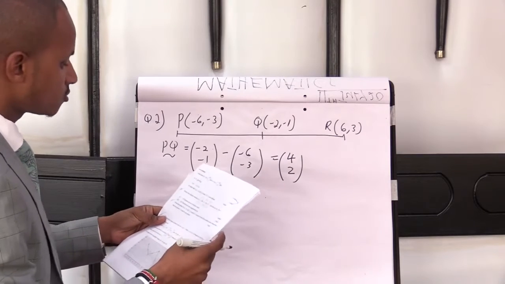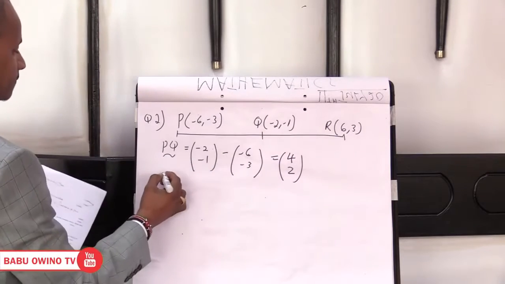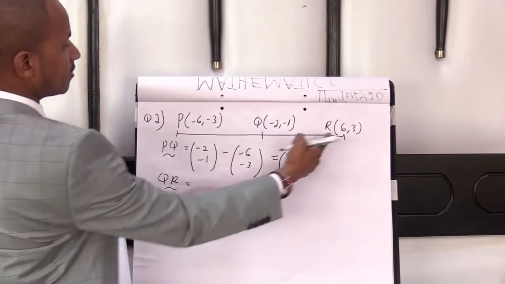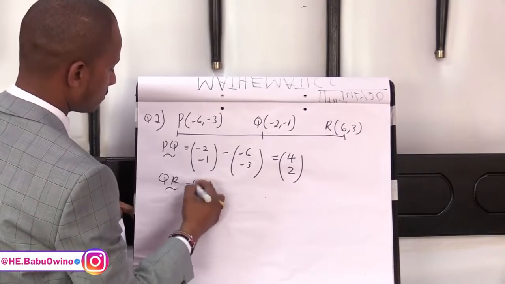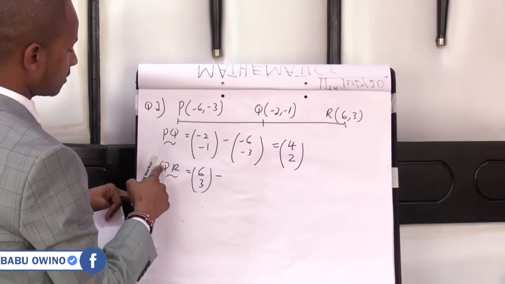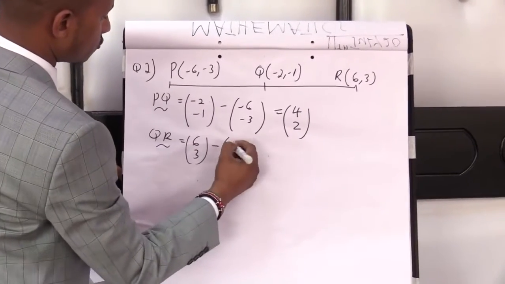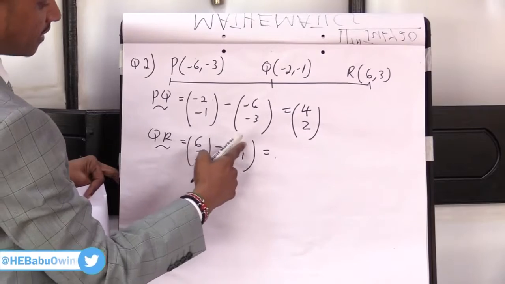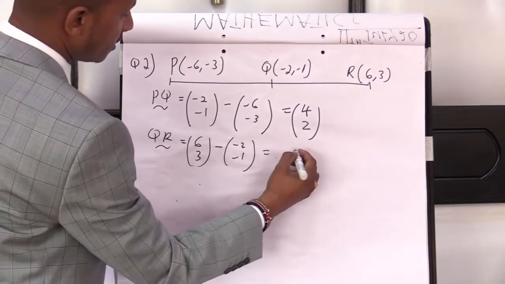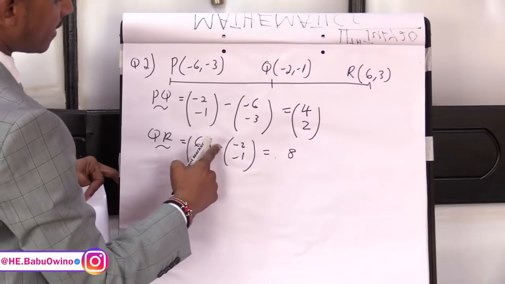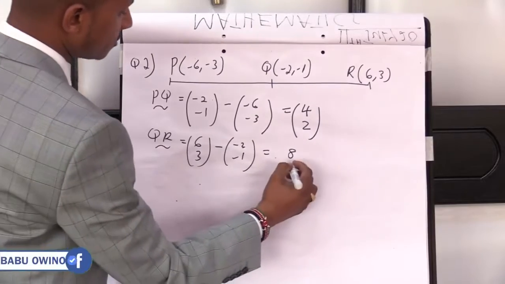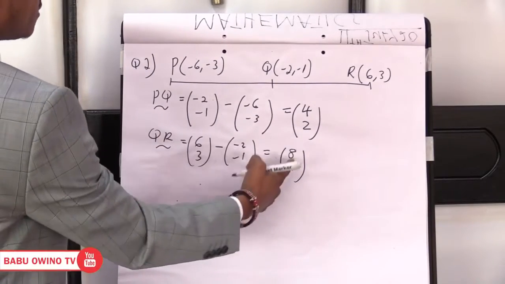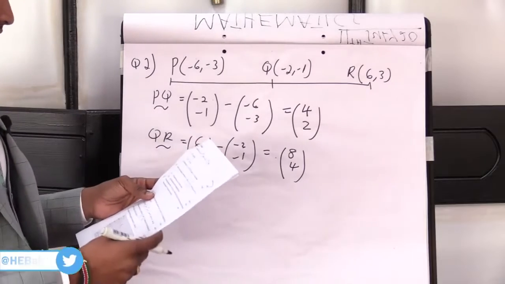And then you are also told to express QR as a column vector. QR means R minus Q. R is 6, 3 minus Q. Q is minus 2, minus 1. So what do we get? 6 minus minus 2 is 6 plus 2, which is 8. Then 3 minus minus 1 is 3 plus 1, which is 4. So QR is 8, 4 in column vector form.